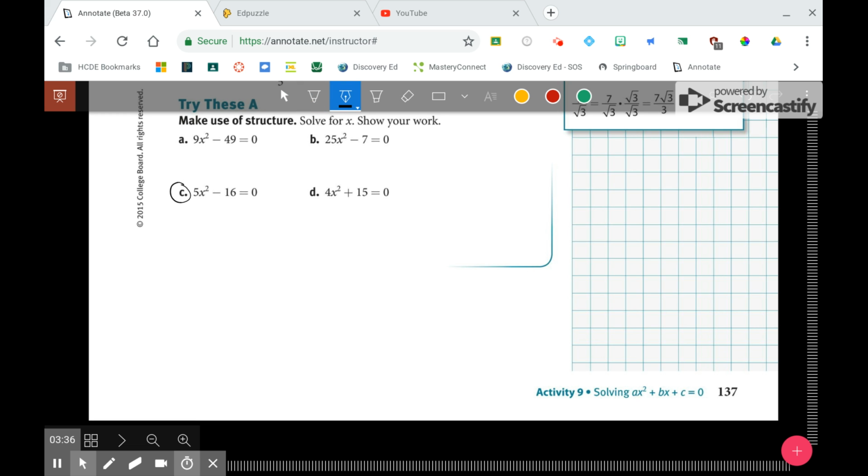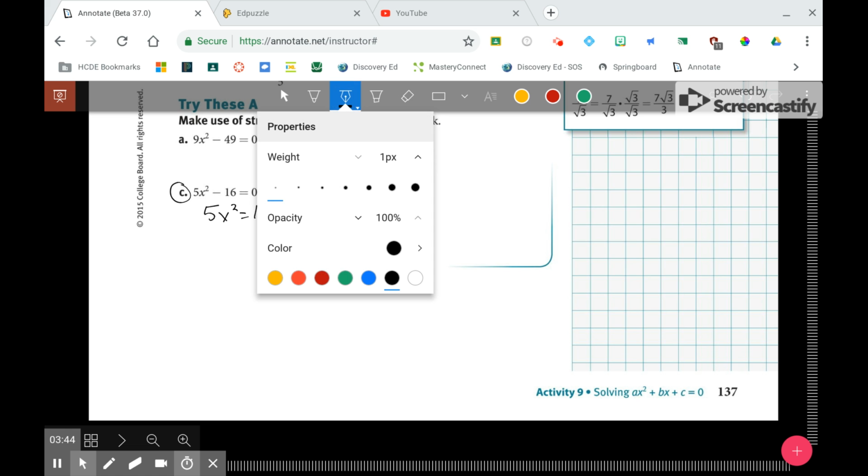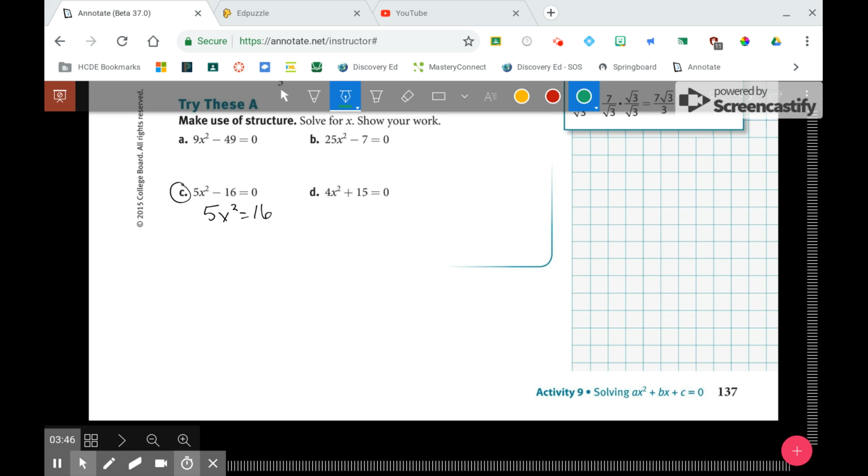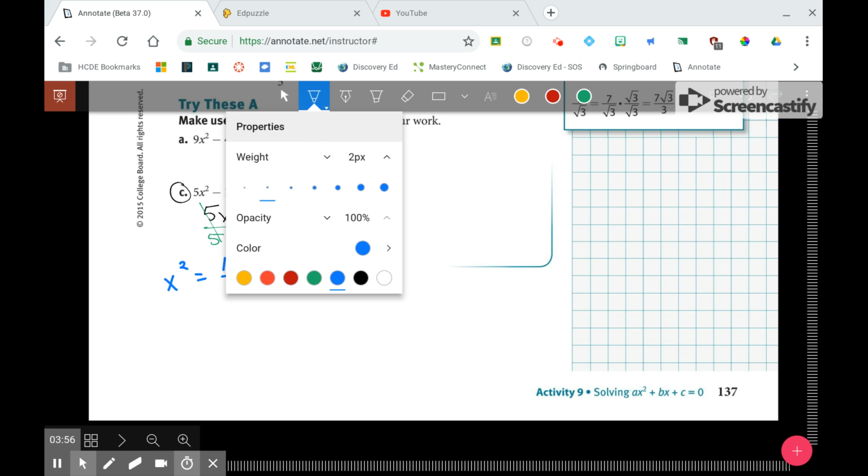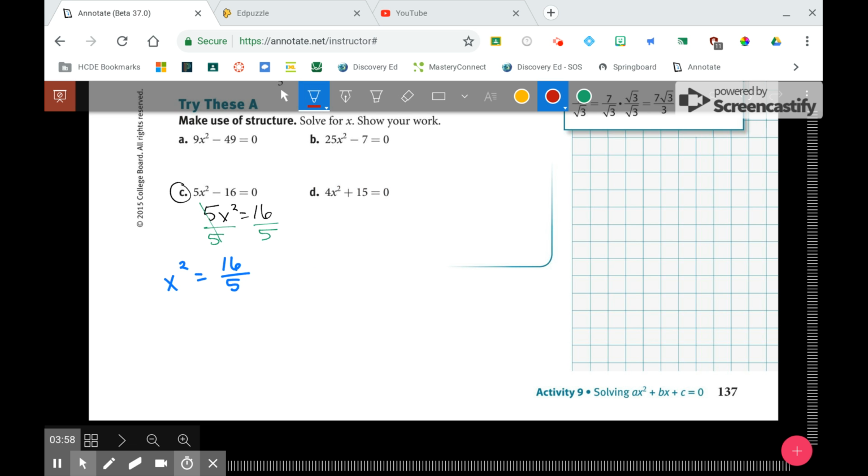Let's look at 5x squared minus 16. First thing, move over that constant, add the 16. So we have 5x squared equals positive 16. Notice we need to undo the multiplication, so we divide by 5. So we now have x squared equals 16 over 5. So all we have to do now is the inverse of the power of 2, or squaring something. So that would be square root.